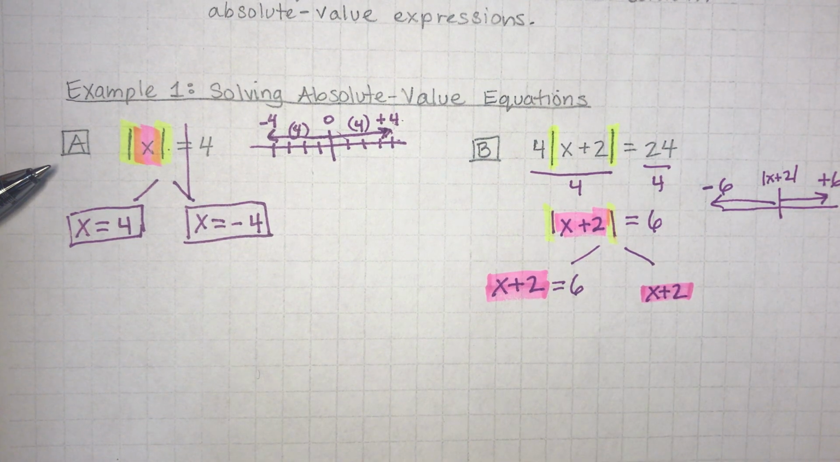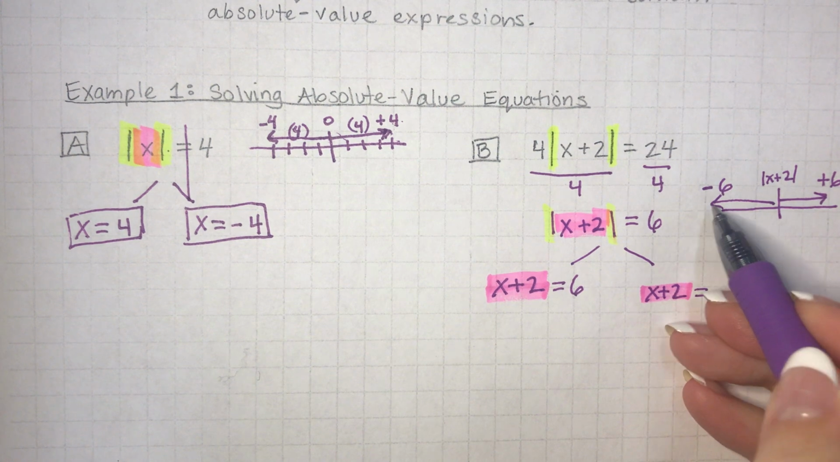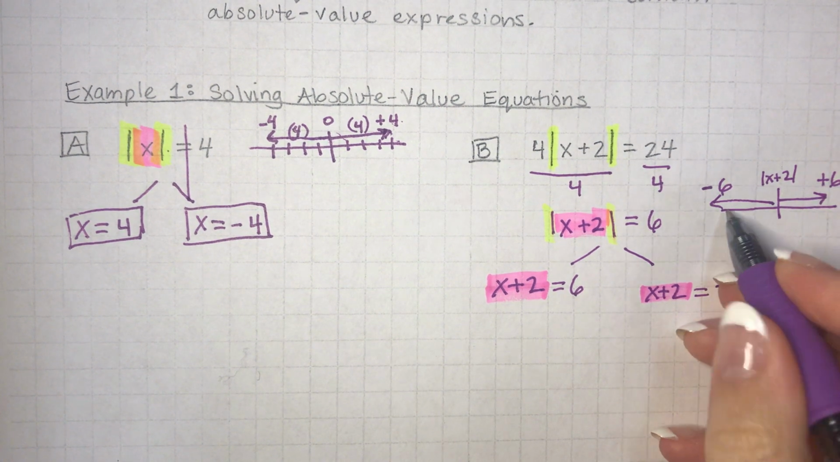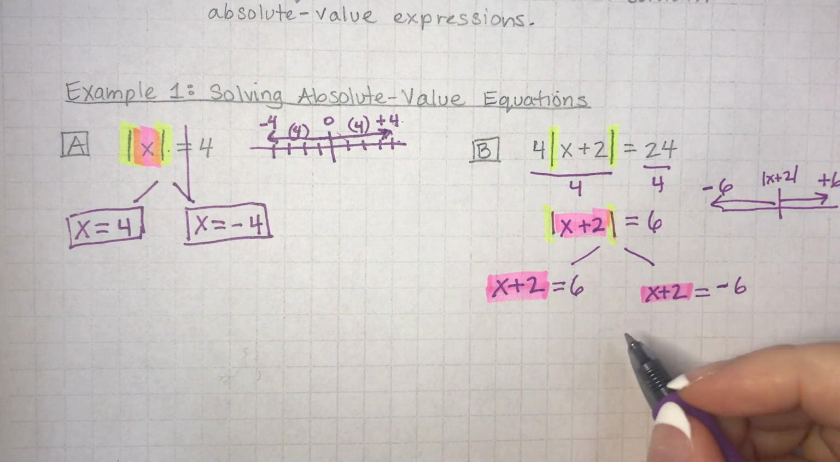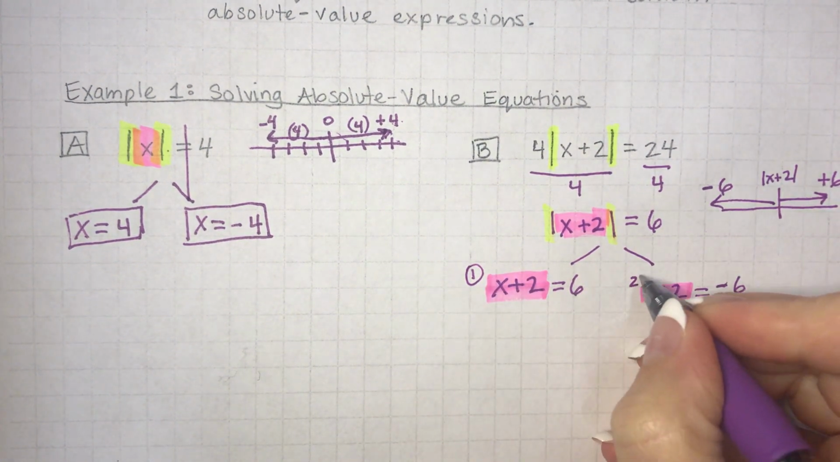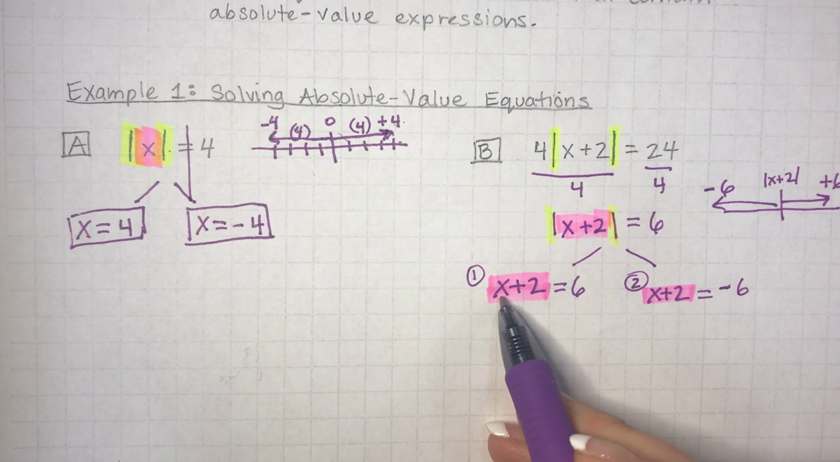Except now, it's going to represent going 6 in the negative direction, which would then give us negative 6. Now, once we're here, we have two equations. Here's our first, here's our second, and we just solve them both independently. So now we're going to try to get x by itself.